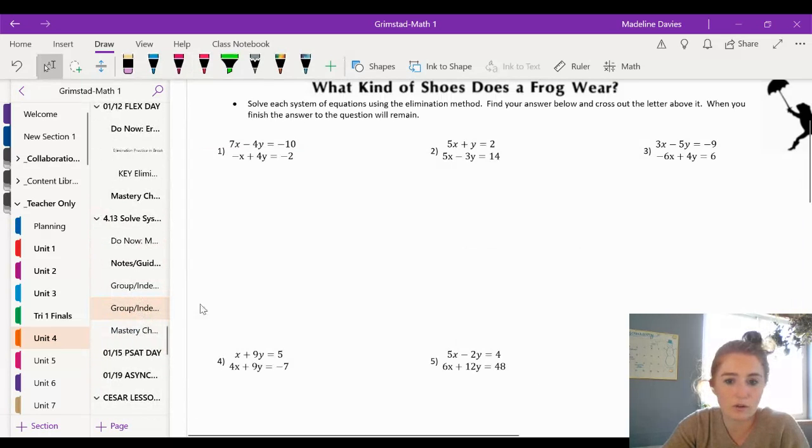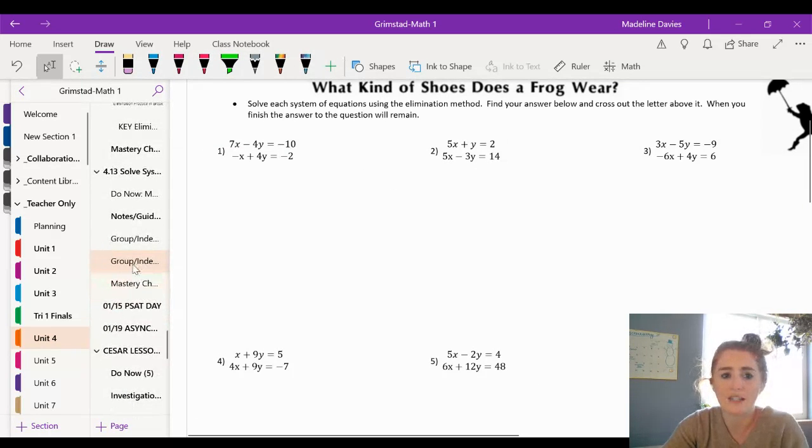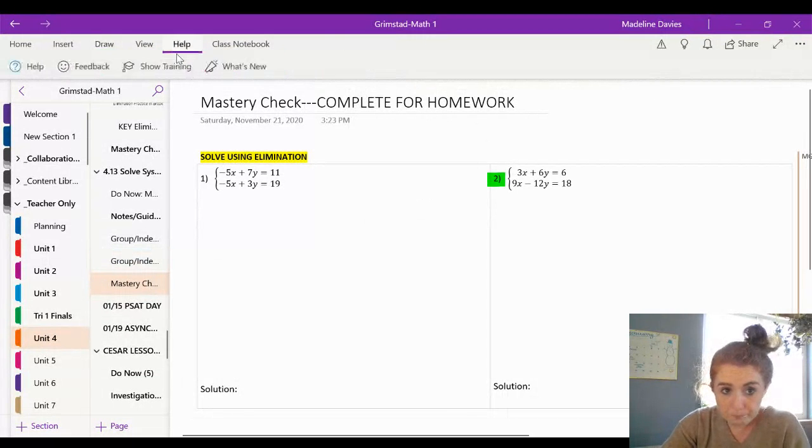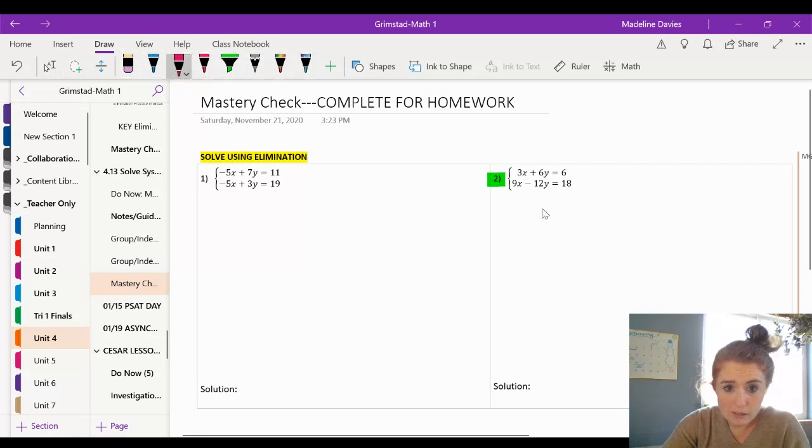And then I will show you one more example from the group and independent practice today that you might have already done, but it'll be good to go over. So, let me get my pen.